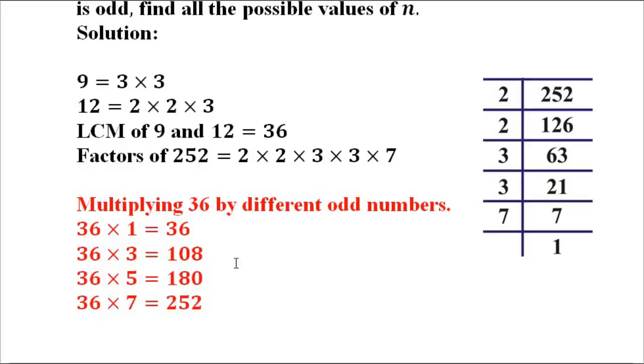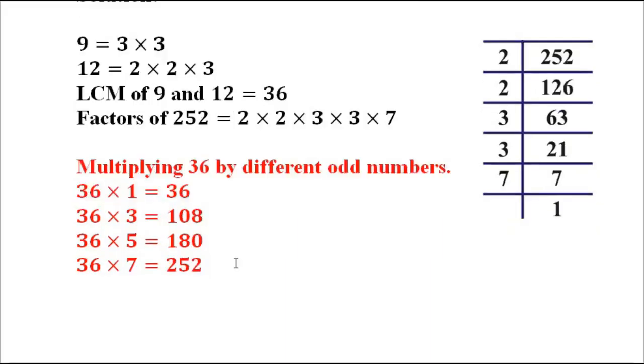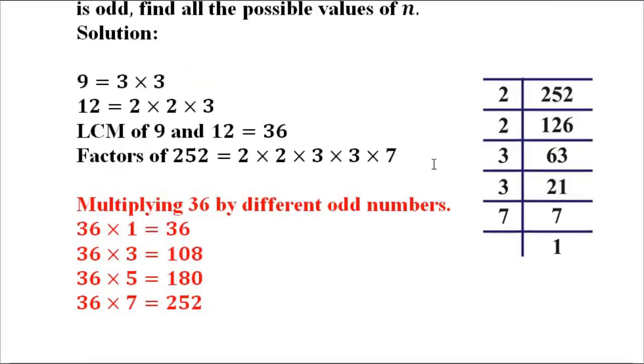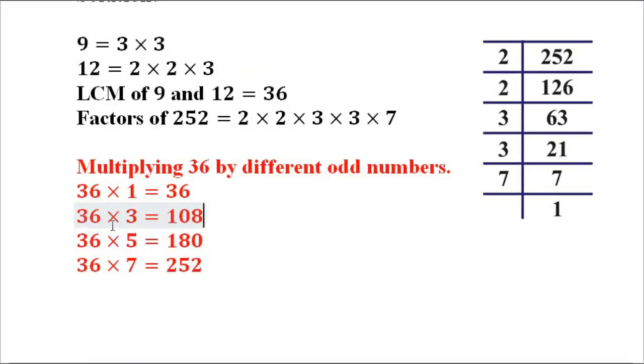Our next assumed number is 3, not 2, because it is clear in the question that n is odd, while 2 is an even number. Therefore, I'll multiply 36 by 3, which gives us 108, not 252. So our assumption is wrong.